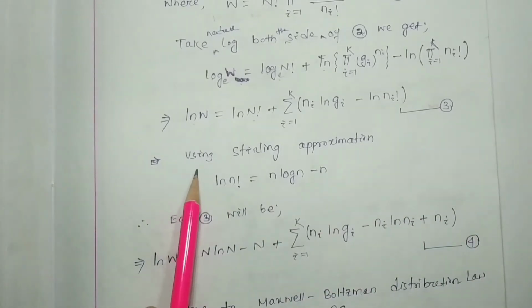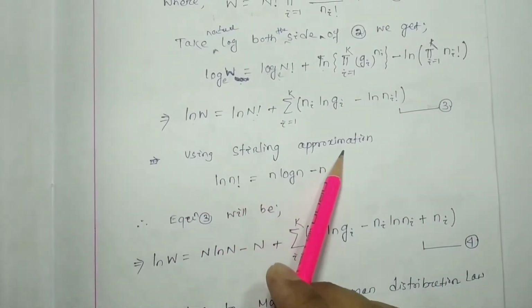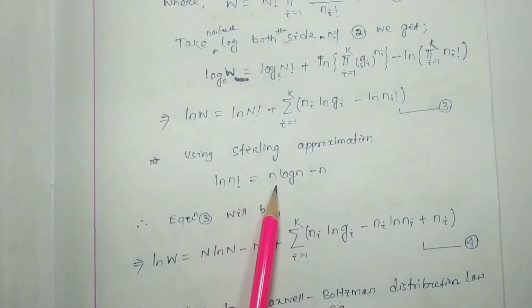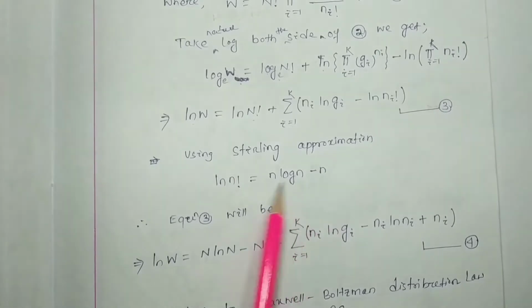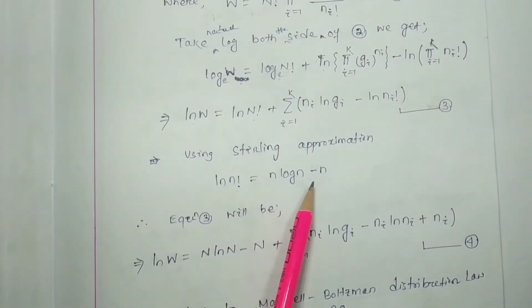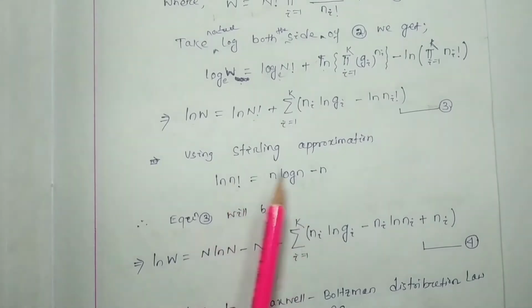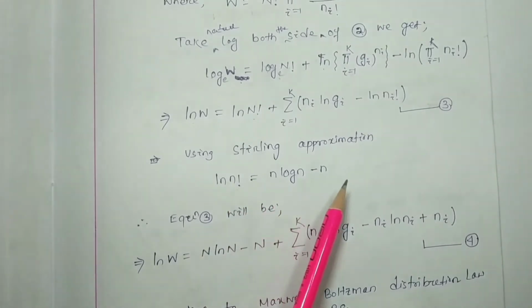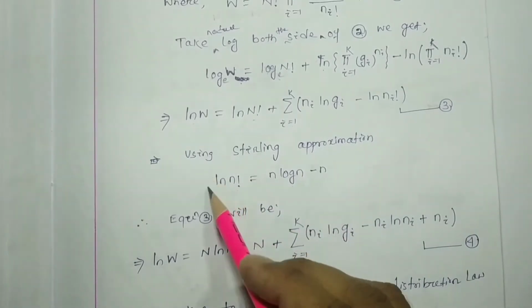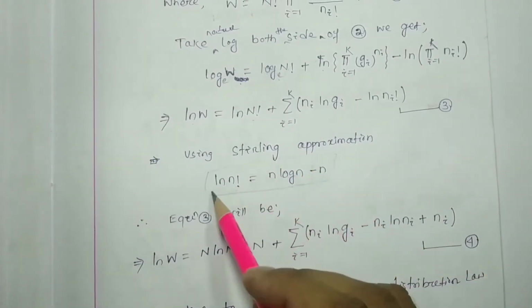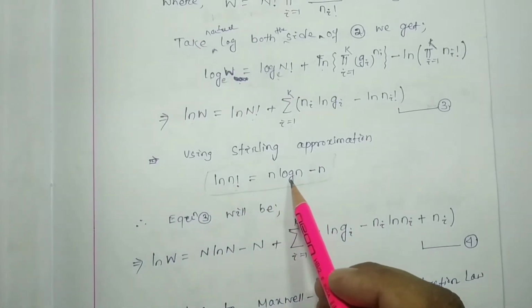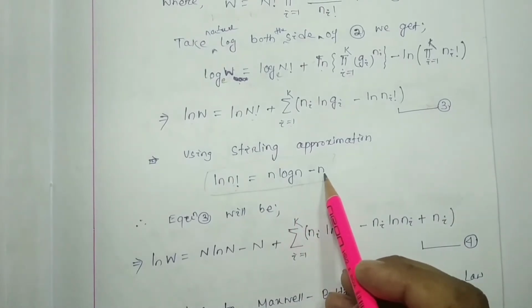Now we have to use Stirling approximation, that is, if we have ln n factorial, this will be n ln n minus n. This approximation we also discussed at the time of the Maxwell-Boltzmann distribution, when we derived the Maxwell-Boltzmann distribution. At that time I also said that you have to remember this approximation, that ln n factorial will be n ln n minus n.